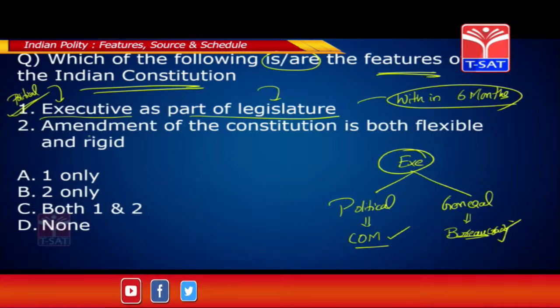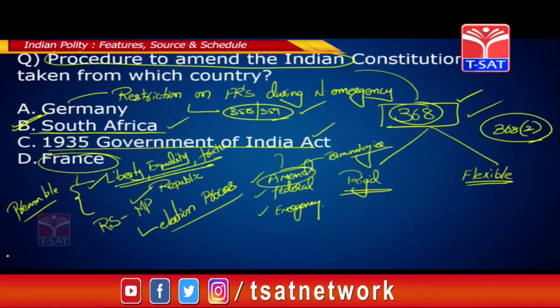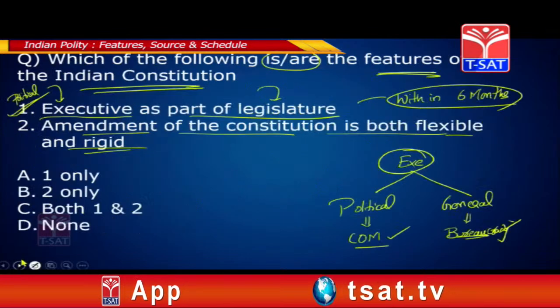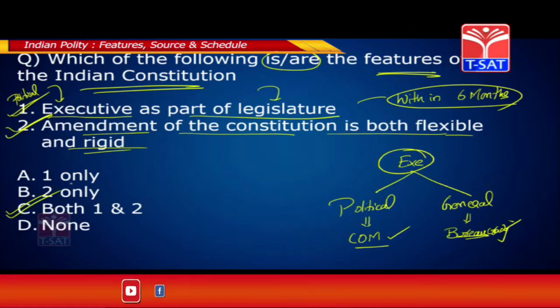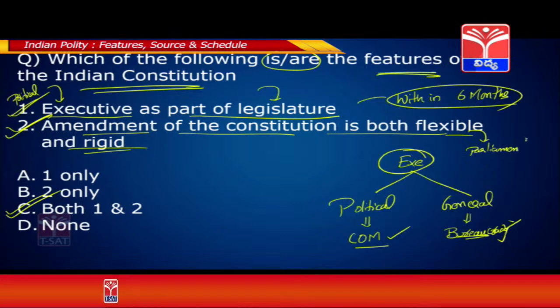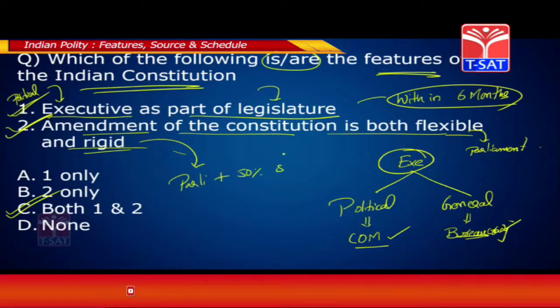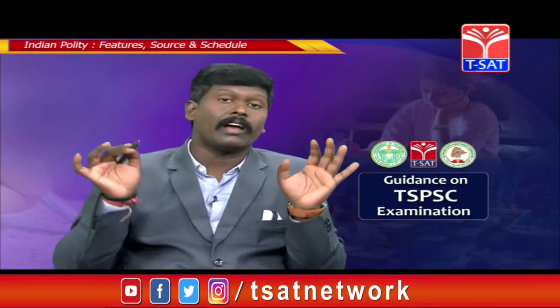Now next, amendment of the Constitution is both rigid and flexible. I have leaked this just before I explain. So this is also correct, the answer is C. If you look at the second statement clearly, a flexible way of amending the Constitution is done only in the Parliament. A rigid way of amending the Constitution needs Parliament approval as well as minimum 50% of states' ratification.